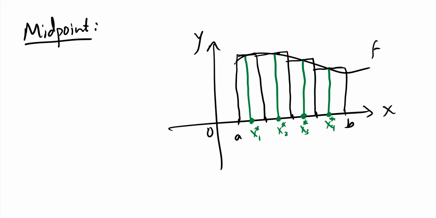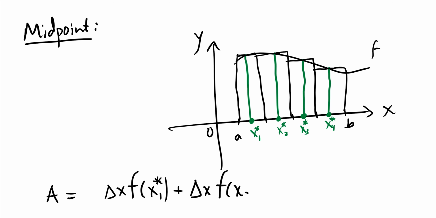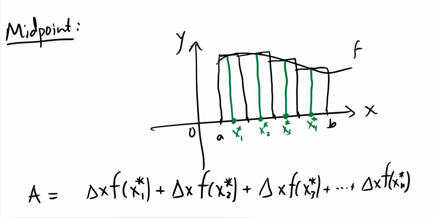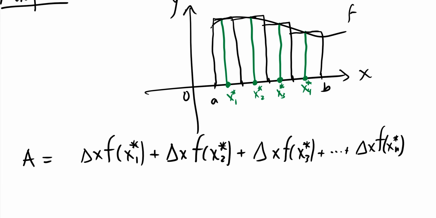Okay, in general this can go all the way to x_n star. So then the area, he said, is you take delta x times f of x1 star plus delta x times f of x2 star plus delta x times f of x3 star, all the way to delta x times f of x sub n star. And after this, because there are n of them, you take the limit as n goes to infinity.